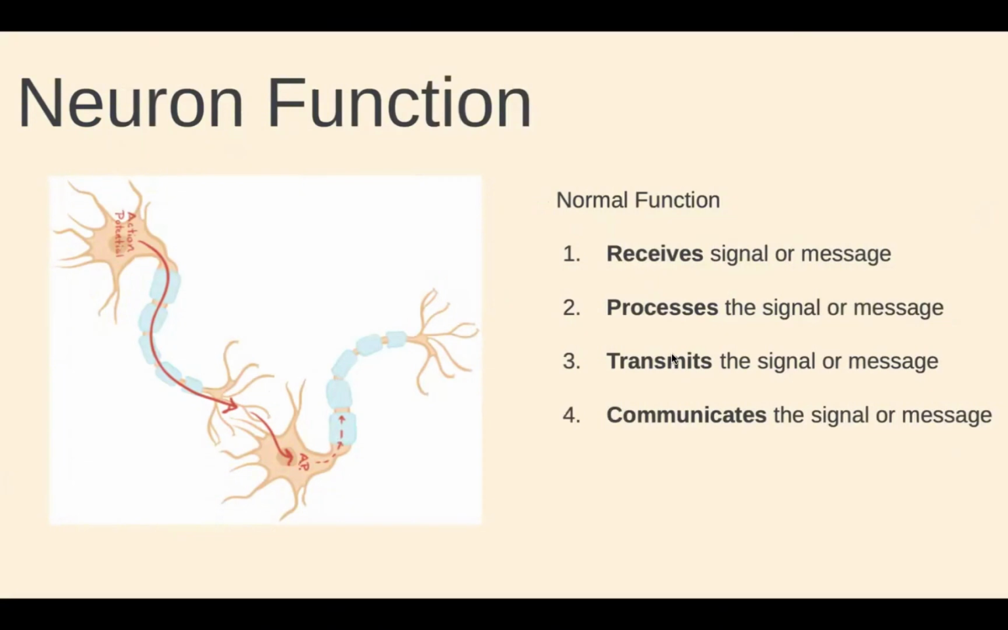So the normal function of a cell, the neuron, the brain cell: we receive the message from the dendrites of the cell, of the neuron. It is then processed in the body of the cell and then transmitted through the axon into the terminals where the synapse happens, and the transmitters are then released to the other cell for communication. This is how a cell normally functions.